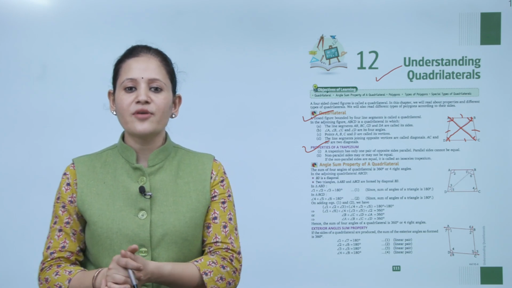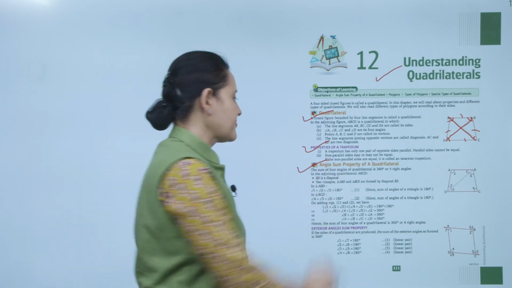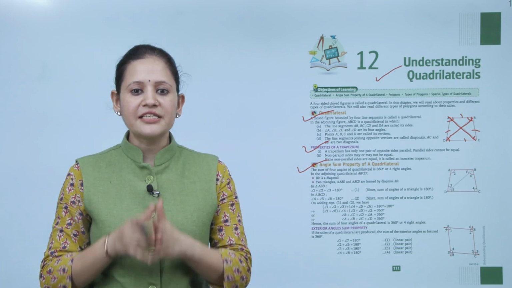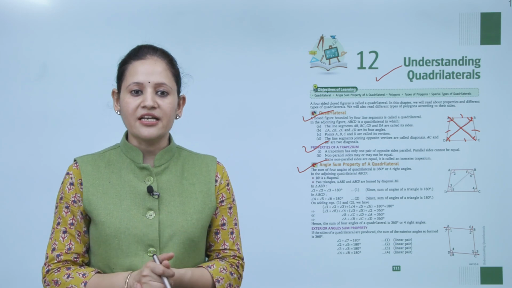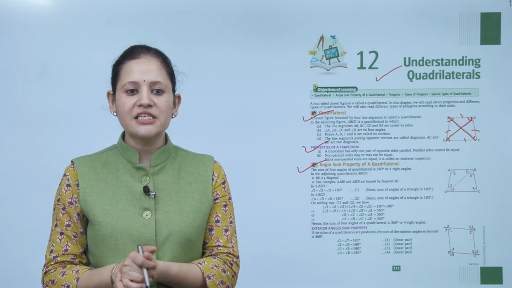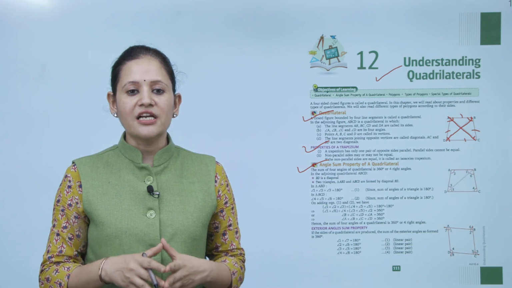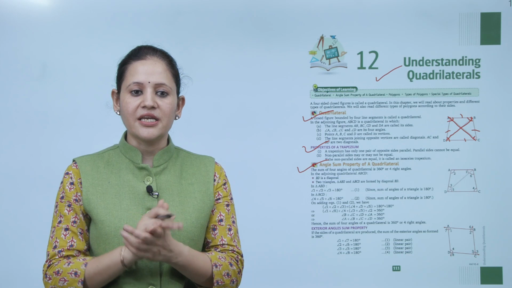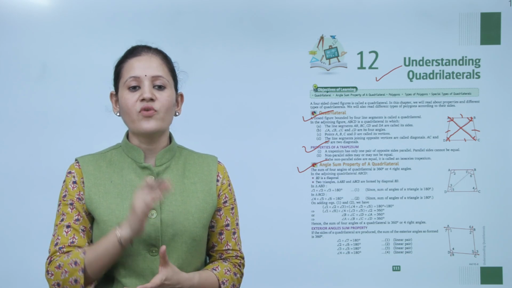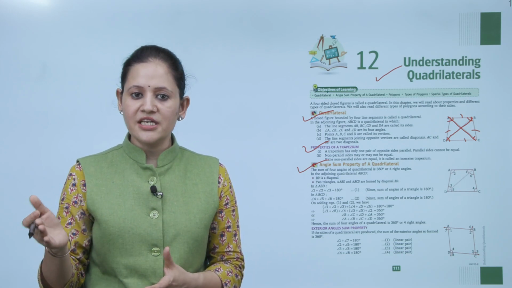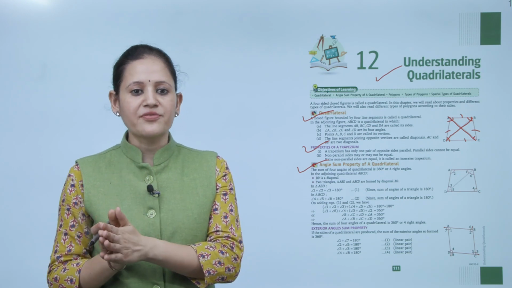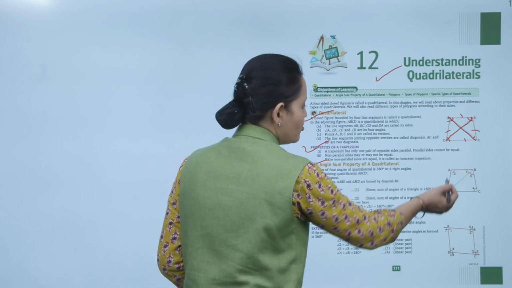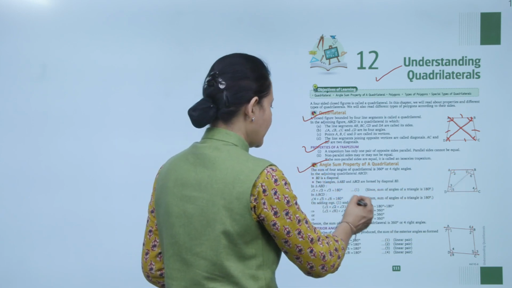Next is angle sum property of a quadrilateral. According to this property, the sum of the four angles of a quadrilateral is 360 degrees, or four right angles. In the adjoining quadrilateral ABCD, BD is the diagonal. Two triangles, ABD and BCD, are formed by the diagonal BD. In triangle ABD, angles 1, 2 and 3 add up to 180 degrees according to the angle sum property of a triangle.